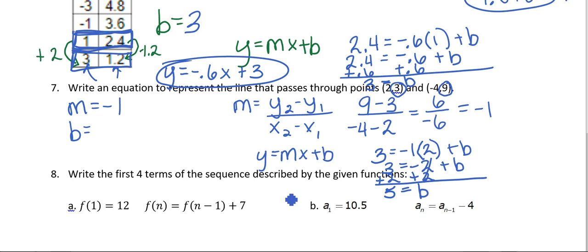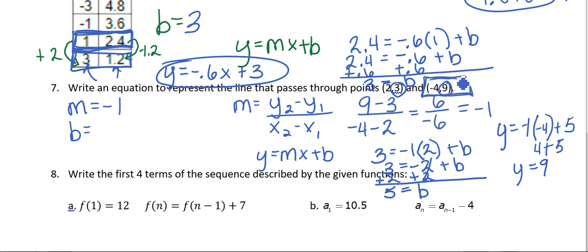Again, we can check our work. So I have y equals my slope, which we said is -1, and we're going to choose an x value. So I'm going to choose -4. And I'm going to add 5, my y-intercept. So -1 times -4 gives me +4. 4 plus 5 gives me 9. So my point would be (-4, 9). So that was one of my coordinates above. So my y-intercept is correct. So my equation is y equals -x plus 5.